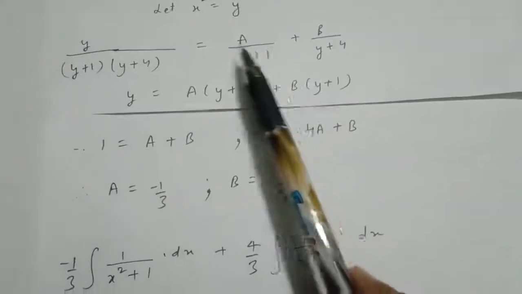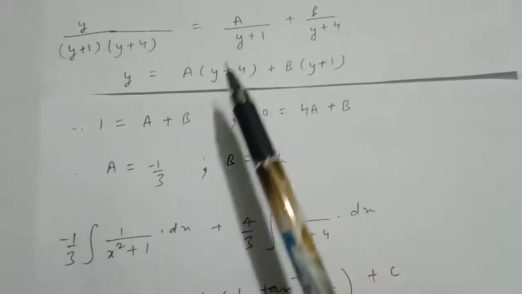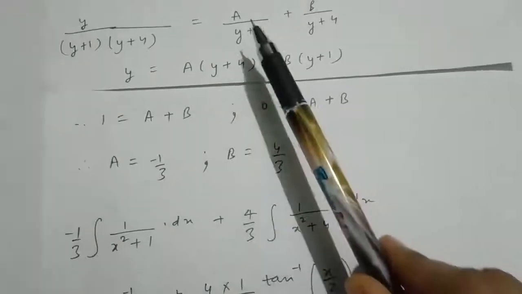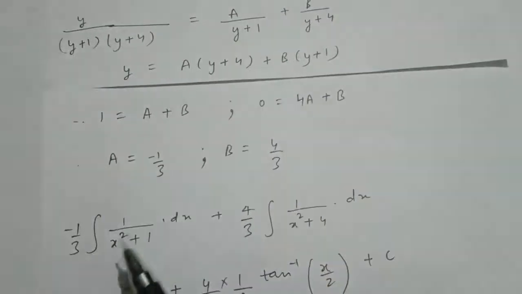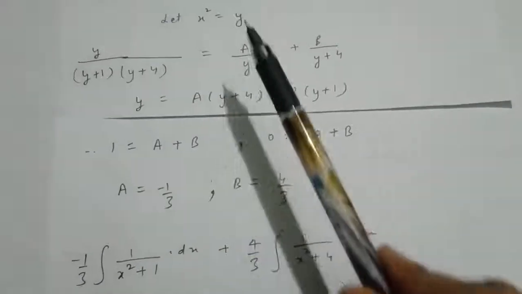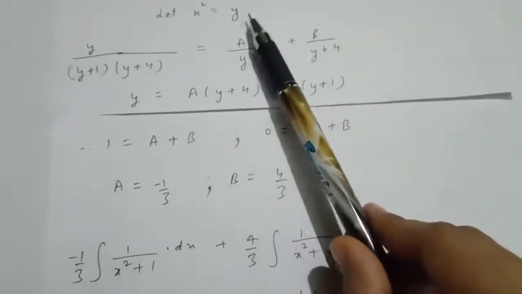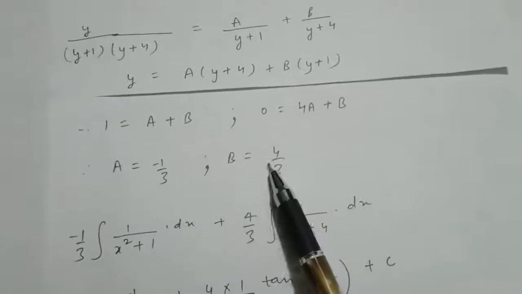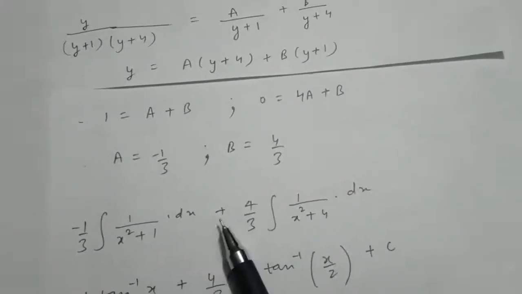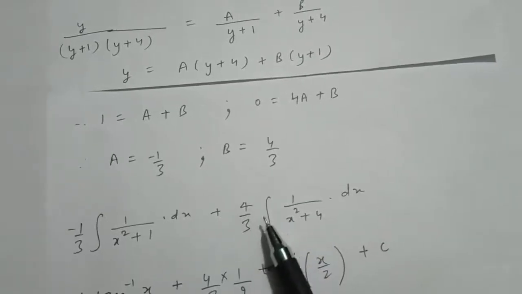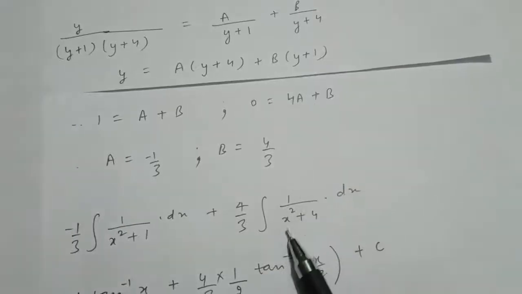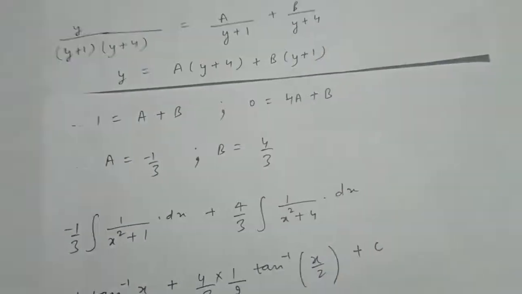So the given integral now becomes minus 1 by 3 integral of 1 upon y plus 1. But in place of y, we will write x square plus 1, because I have already told you that we let x square equal y just for the simplification. But in the integral, we are not substituting it, right? Plus b, which is 4 by 3, into integral of 1 upon y plus 4, and in place of y, x square plus 4, into dx, right?